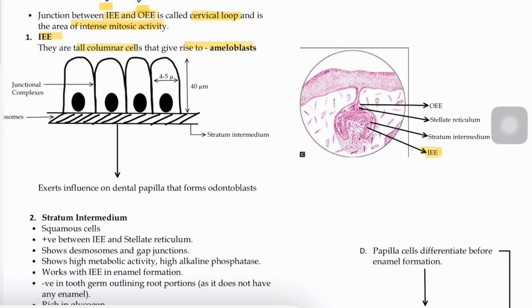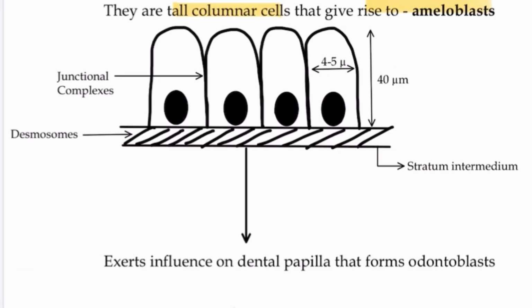There are some dimensions given for the cell, how the tall columnar cells or ameloblasts look at that stage, and this is one of my poor representations of what I think they will look like. So basically they have a height of 40 micrometers and a diameter of 4 to 5 microns. If you can remember this, amazing, you will get a lot of marks, and if you can't, you can forget this. It's not something very important, but this might come as an MCQ for your NEET MDS examination, so you should try to remember it.